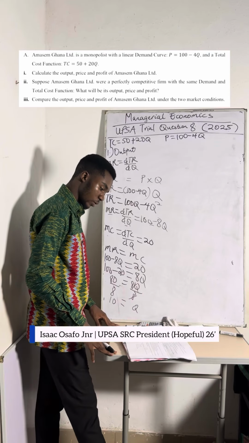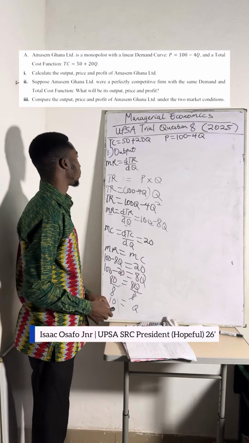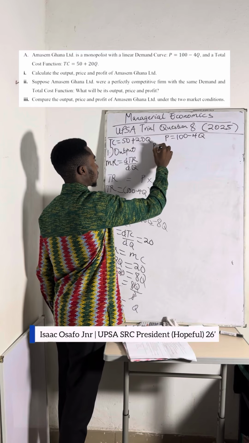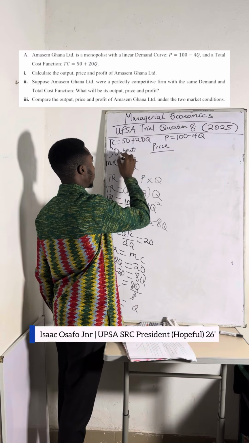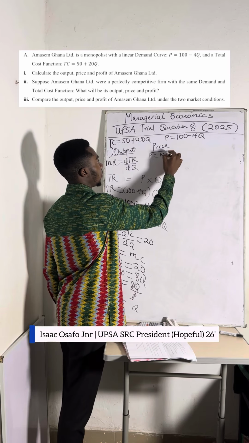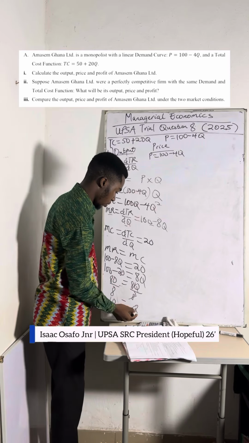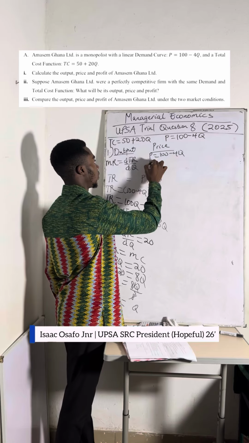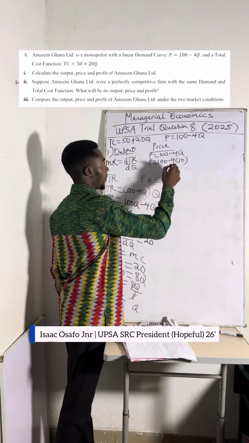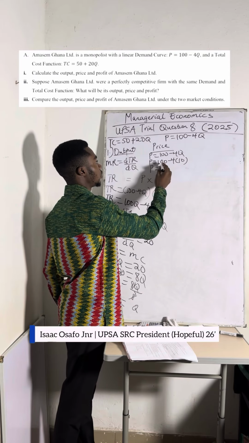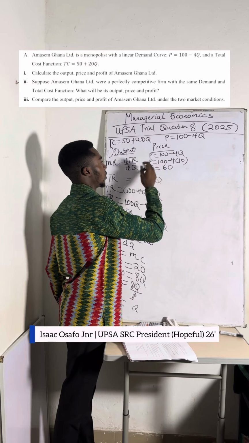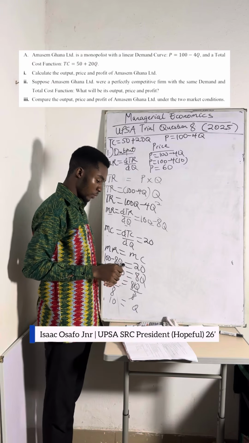They also asked us to find the price. But in the question, they told us that, so let me do it here. So this is price, this is output. In the question, they told us that price is 100 minus 4Q. And now we know our Q is 10, so we just substitute it. So P is equal to 100 minus 4 times 10. Now 4 times 10 is 40. So 100 minus 40 should give us 60. So our price is 60. So now we found the price.